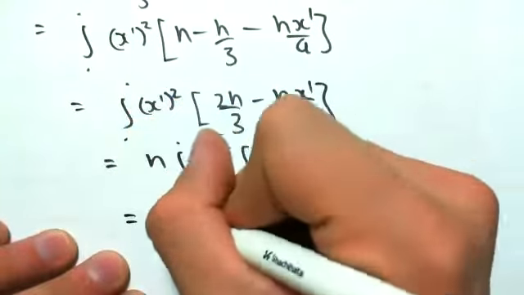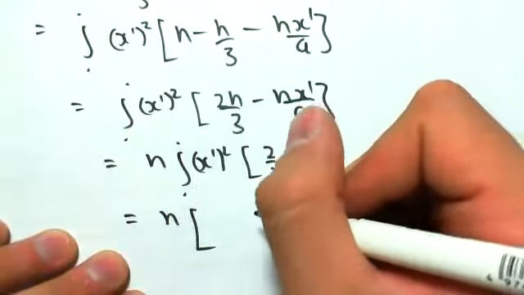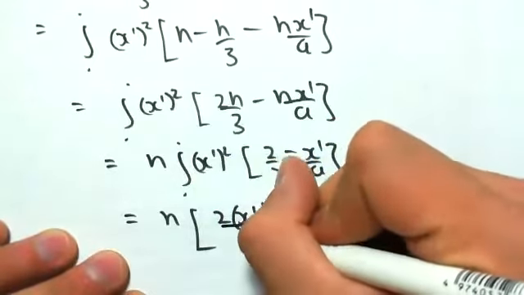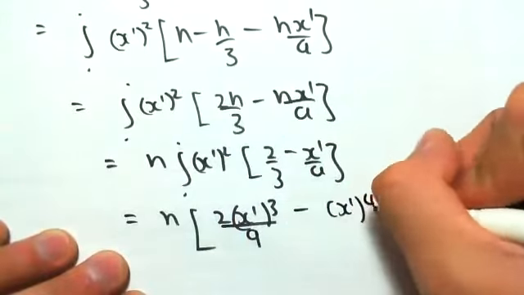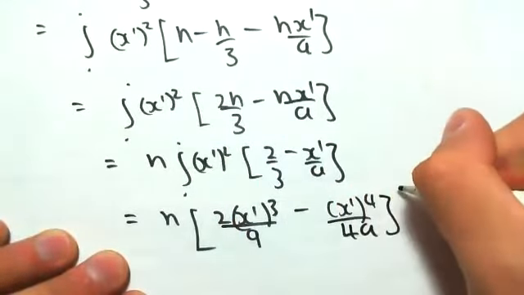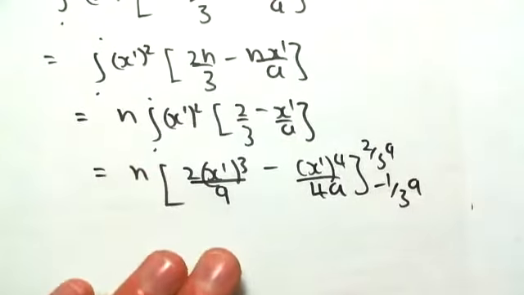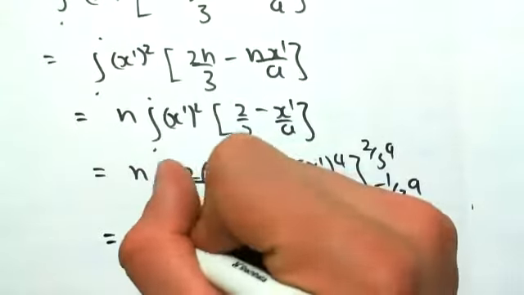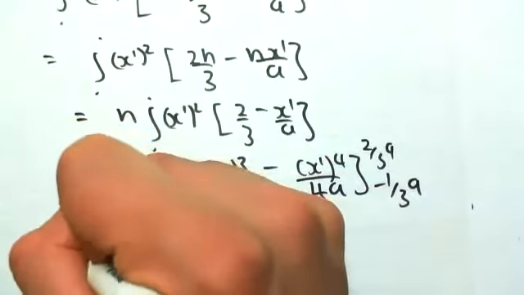This would then become, if we were to integrate this, h outside of 2 x dash cubed on 9 minus x dash to the power of 4 on 4a between 2/3 a and minus 1/3 a. Just to save a bit of time, guys, you can go ahead and work this out. We actually did something very similar already for I_x dash, so I'm just going to give you the answer. It's h a cubed on 36. So that is for I_y dash.